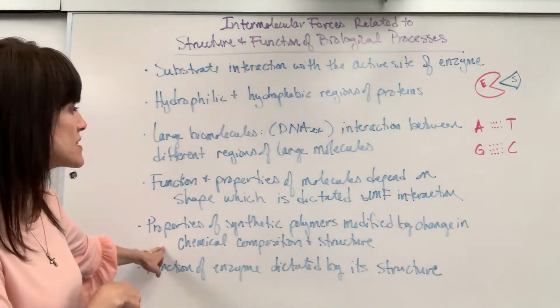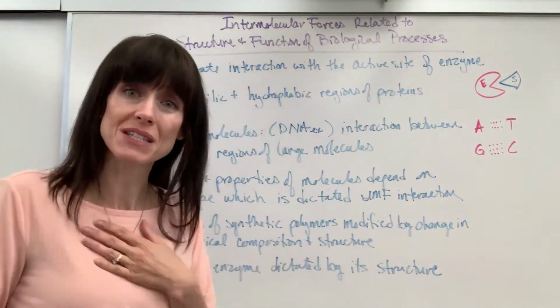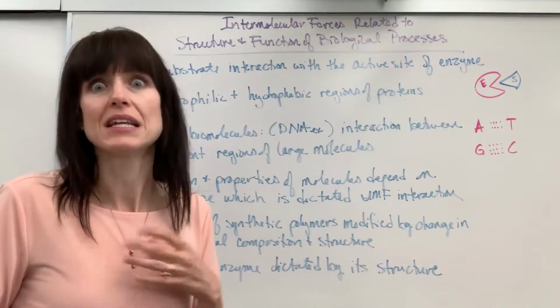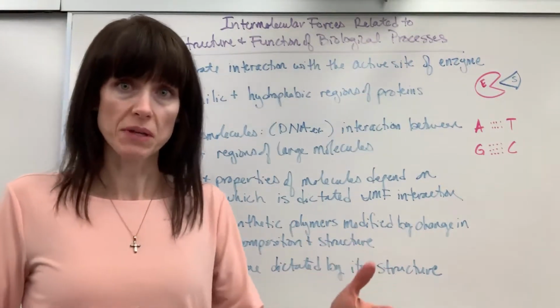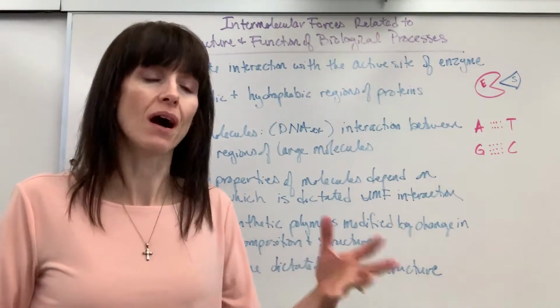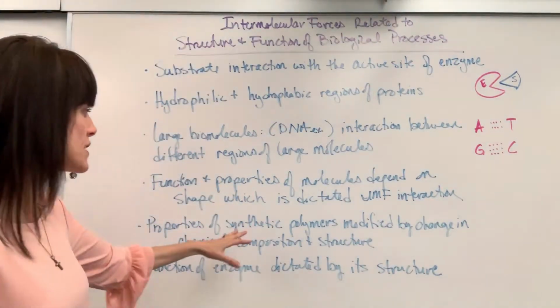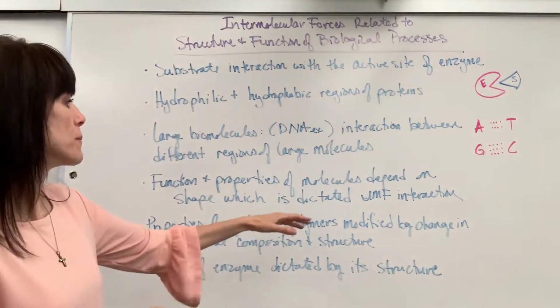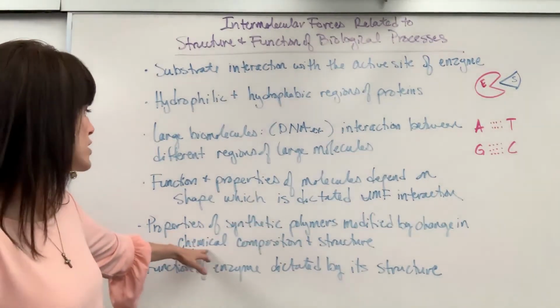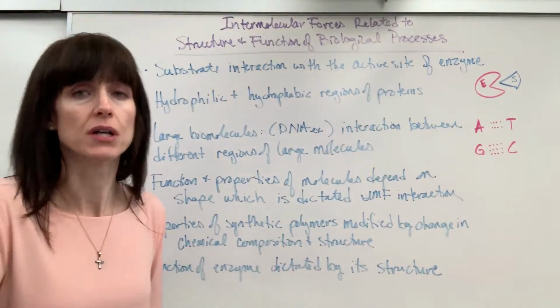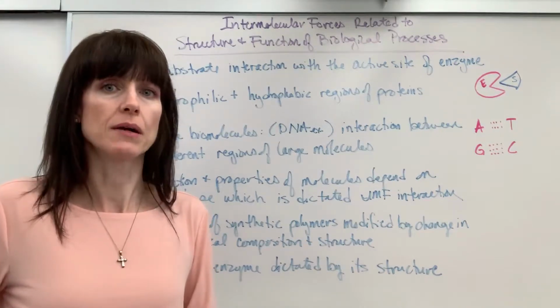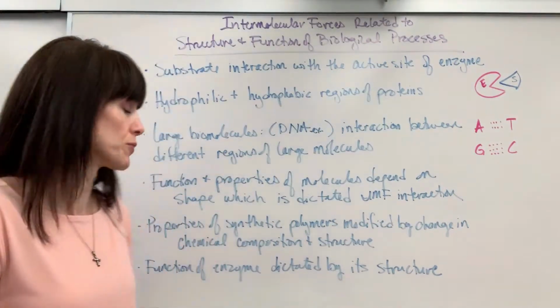Next, properties of synthetic polymers. So synthetic, this means man-made, something that we made, where yes, we can find this in nature, but it might be costly or difficult, so we'll make the same thing. So synthetic polymers, they're modified by change in the chemical composition and the structure. So how can we modify them? How can we change them? We're thinking those intermolecular forces.